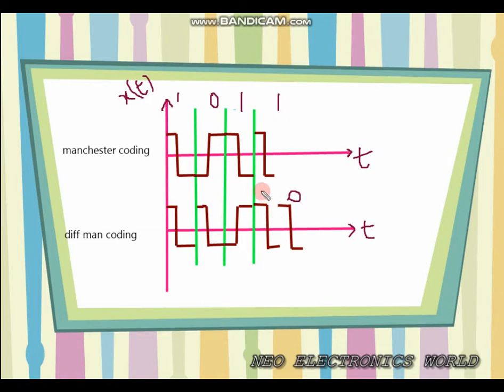This is 0 and this is 1. That's the case. 1 will continue from the previous state, and the pulse duration will be half positive and half negative amplitude. For 0 the pulse duration will also be half positive and half negative amplitude, but the 0 will start from the just opposite level of the amplitude of the pulse.